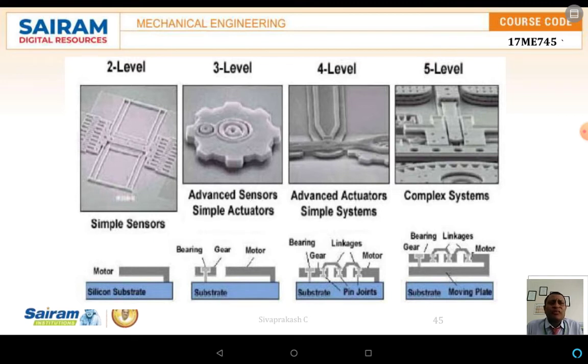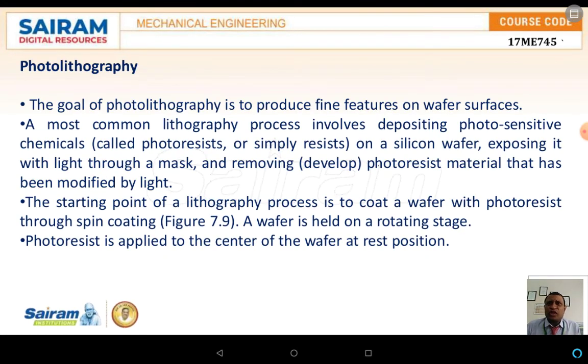even the motors or the entire thing is placed on the wafer. This is nothing but a fifth level where the complication with respect to the design of the MEMS is increasing. As the complication starts increasing, even the procedures we are adopting with respect to the fabrication is also increasing. The next topic we are discussing is with respect to the photolithography.